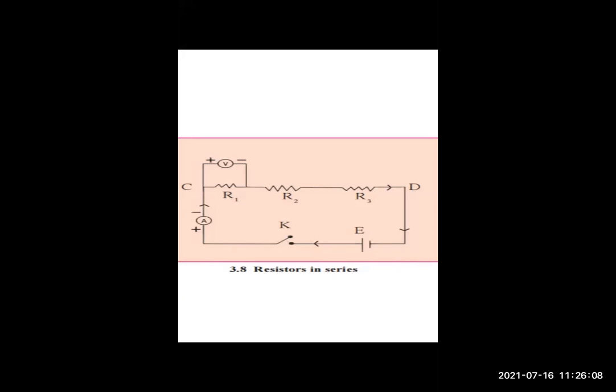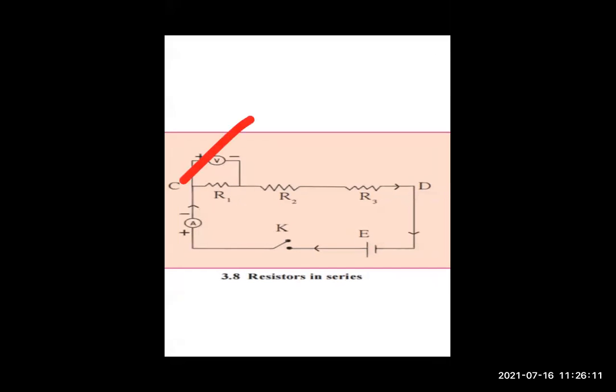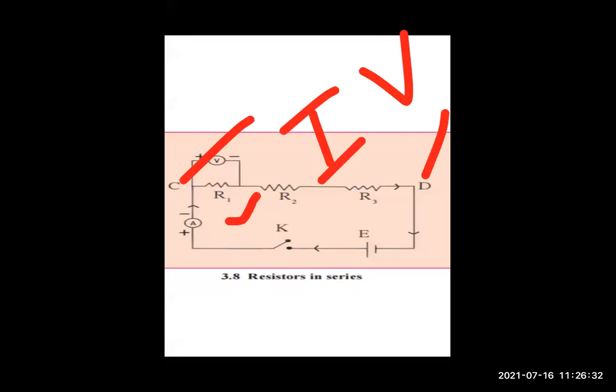Suppose we take the potential difference between points C and D as V, capital V, and I is the electric current flowing. V is the potential difference. Now the three resistors, R1, R2 and R3, are connected in series. And let V1, V2 and V3 be the voltages across them.